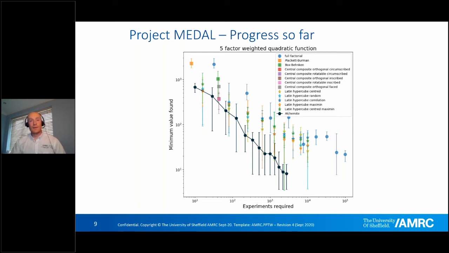They're all kind of on a par with each other. The optimum here being the bottom left corner, but as you can see, Alchemite shows significant promise there, being able to converge on this optimum solution, whatever that is, with a far smaller number of experiments. So really good to see that we're on the right path with this project and this technology.